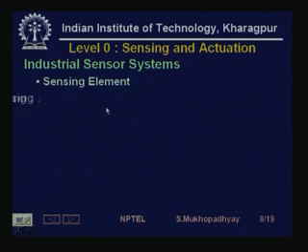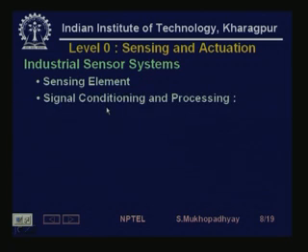Now, after the sensing element, we have signal conditioning and processing. The job of signal conditioning is to transfer to electrical form, and then signal processing is to do further processing for some improvement, like linearization. Suppose some signal is varying according to square, we want to make it linearly variable, so we can have a square root operation. We can have a filter to strip out noise. We can correct bias, we can add bias, whatever we want.